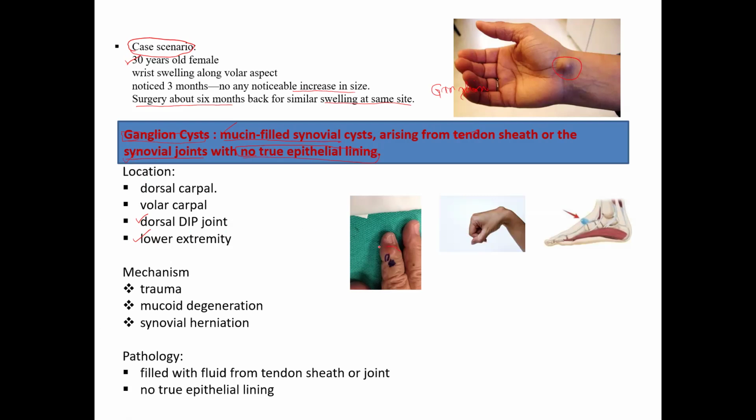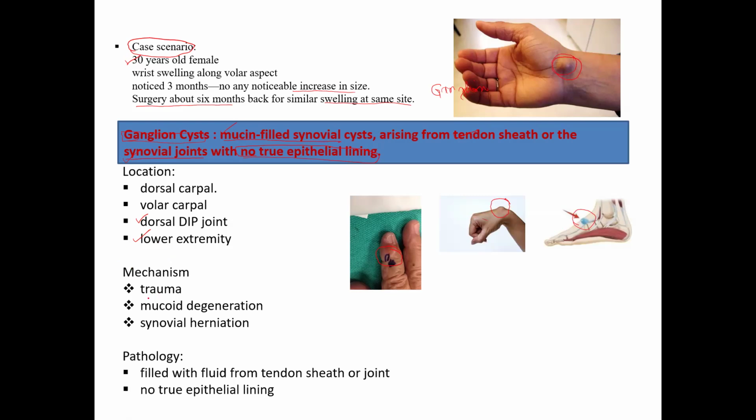If you see here, this is the dorsal aspect of the finger, the interphalangeal joint, where you have a cyst. Here there is the dorsal aspect of the wrist along the intercarpal joint. Here along the volar aspect of the wrist, the volar intercarpal joints. And here over the foot, in the tarsometatarsal joint. So it can happen anywhere where we have a synovial joint.